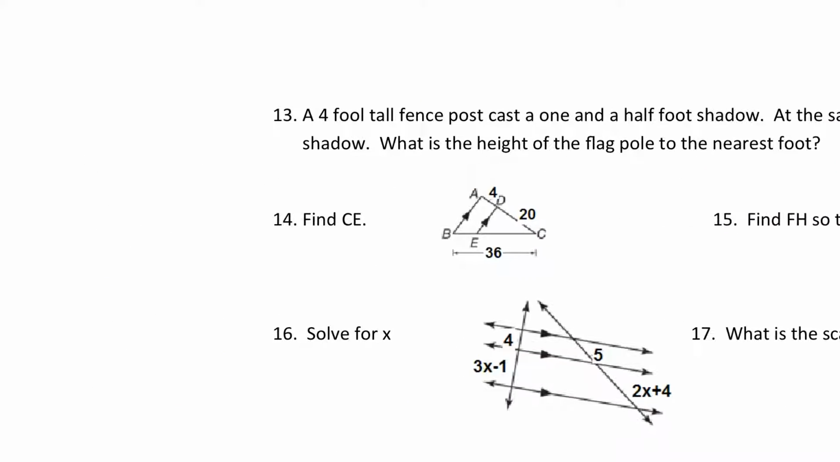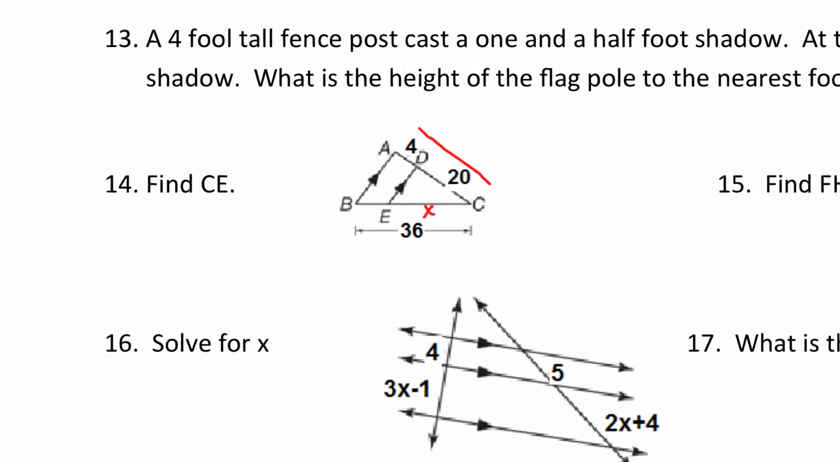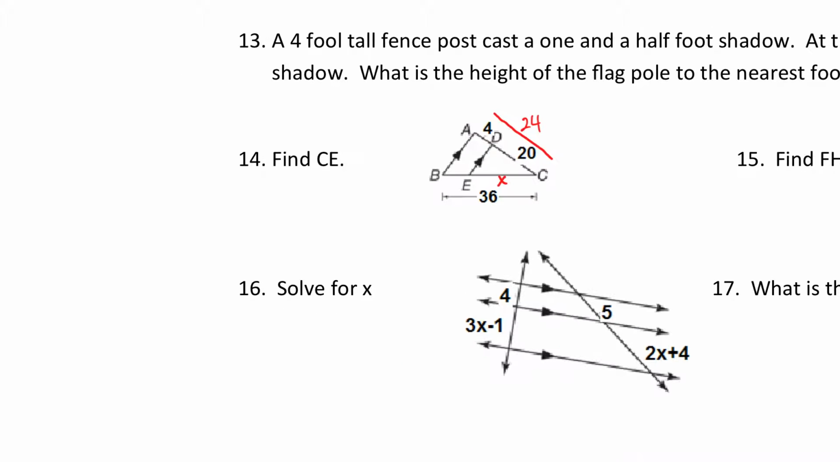Okay. So number 14, I'm looking for CE right here. And there's different ways to do it, but this is the way I would do it. So how long is that whole side over there, CA? 24. It's 24, just add those up. So I'm going to say 24 is to 20 as 36 is to x. So when we cross multiply, we're going to get 24x equals 720, divided by 24. And is it 30? Yes.